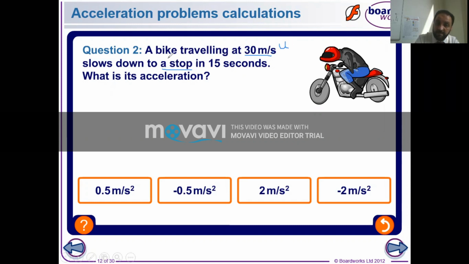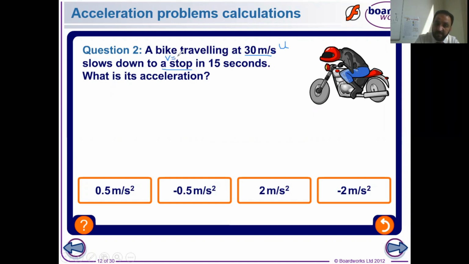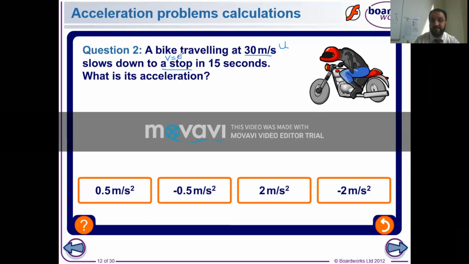When it stopped, its final velocity is 0. So remember this thing here. If it is written that bike starts from rest, it means initial speed is 0. But if written bike stops, it means final speed is 0. This is the difference. Okay.